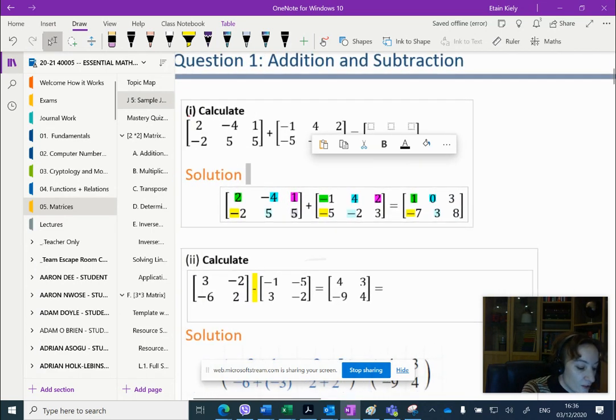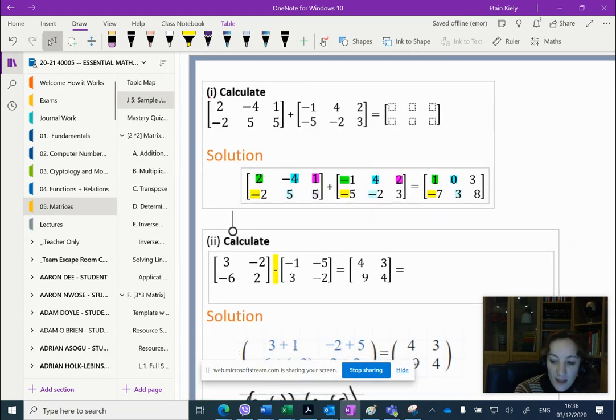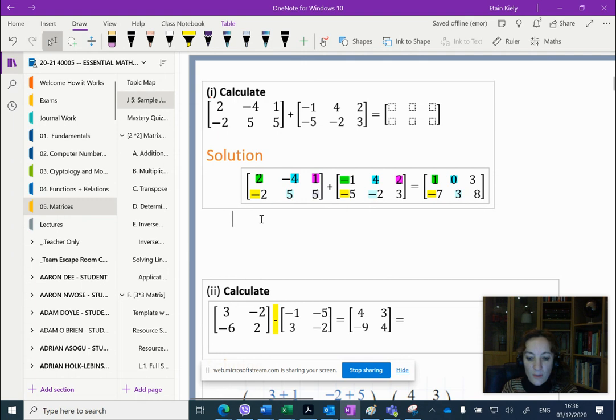What happens here is we can only add matrices if they have the same dimensions, and these ones do, so it's okay. I would like you to show the working out for these questions. So underneath, just make a little bit of space and show the working out. Now I've color coded the ones that are going together here.